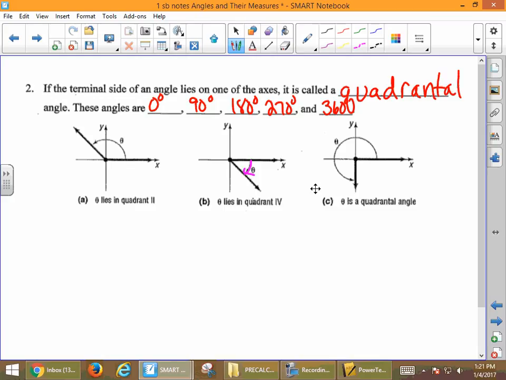And finally, in example C here, our initial side is over here on the x-axis. Our terminal side is on the y-axis. And whenever our terminal side is on one of the axes, that is when we have a quadrantal angle.